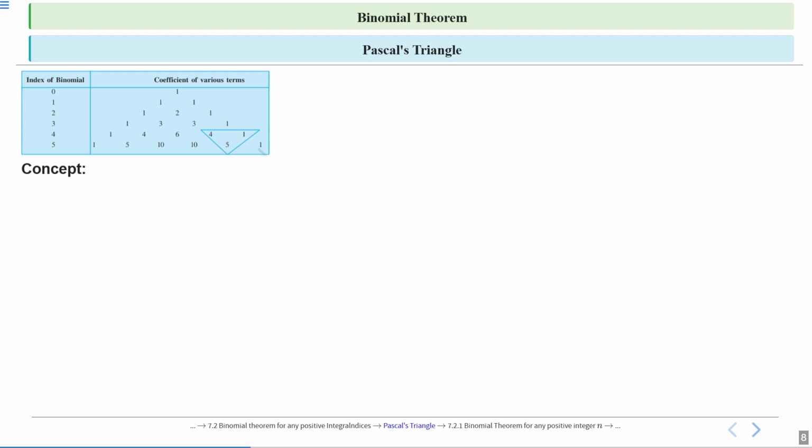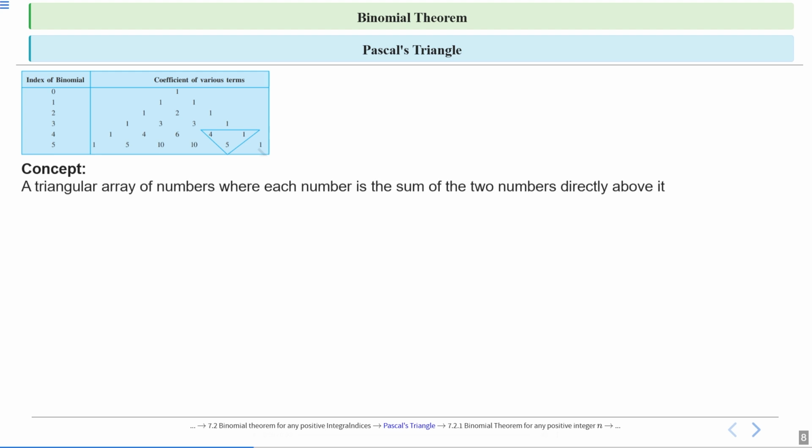Now we will see some concepts related to Pascal's triangle. So this is a triangular array where each number is the sum of the two numbers above it. Okay, so we call this Pascal's triangle. And this triangle provides us the binomial coefficients which are used in the expansion of (a plus b) to the power n. Using this, we can expand complex expressions.